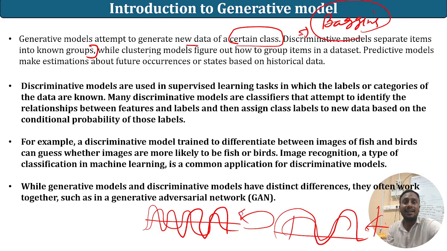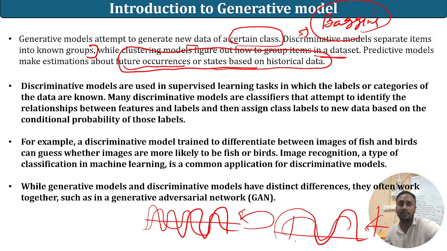While a clustering model figures out how to group items in a dataset, based upon which value we will do the clustering. A predictive model makes estimations about the future occurrence and states based on the historical data. It's based upon the historical data itself.